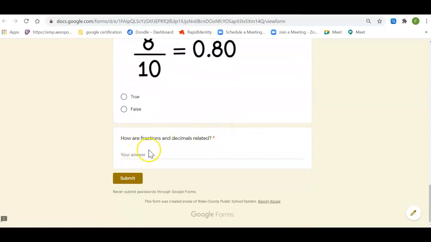And next, how are fractions and decimals related? We've already discussed that in class. So how are fractions and decimals related? Just type a short answer in here. Once you've done all this, guys, go and hit submit.